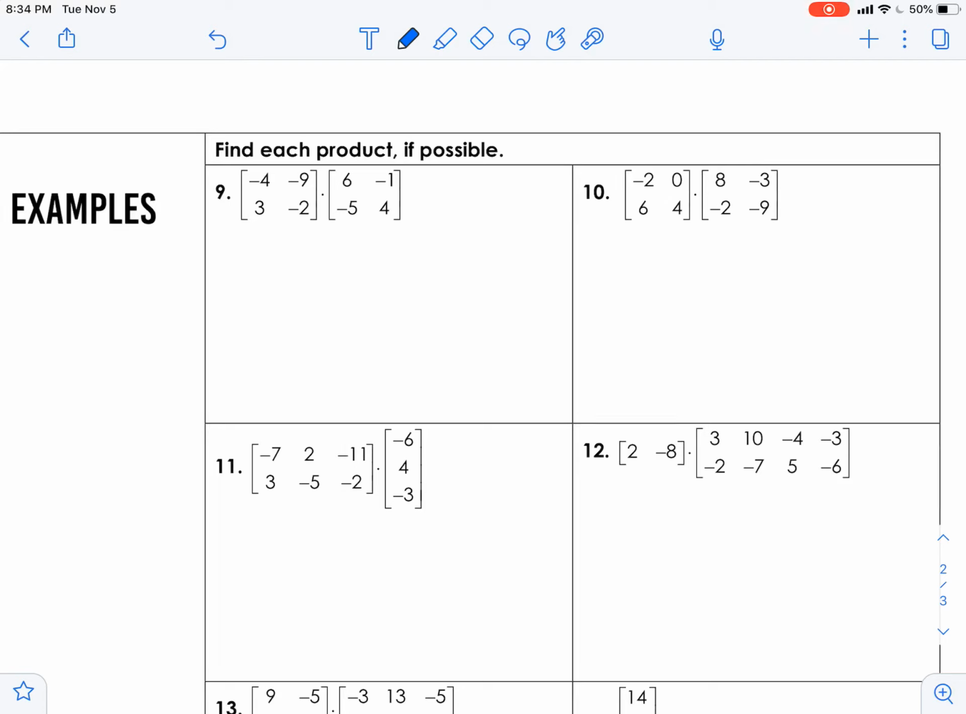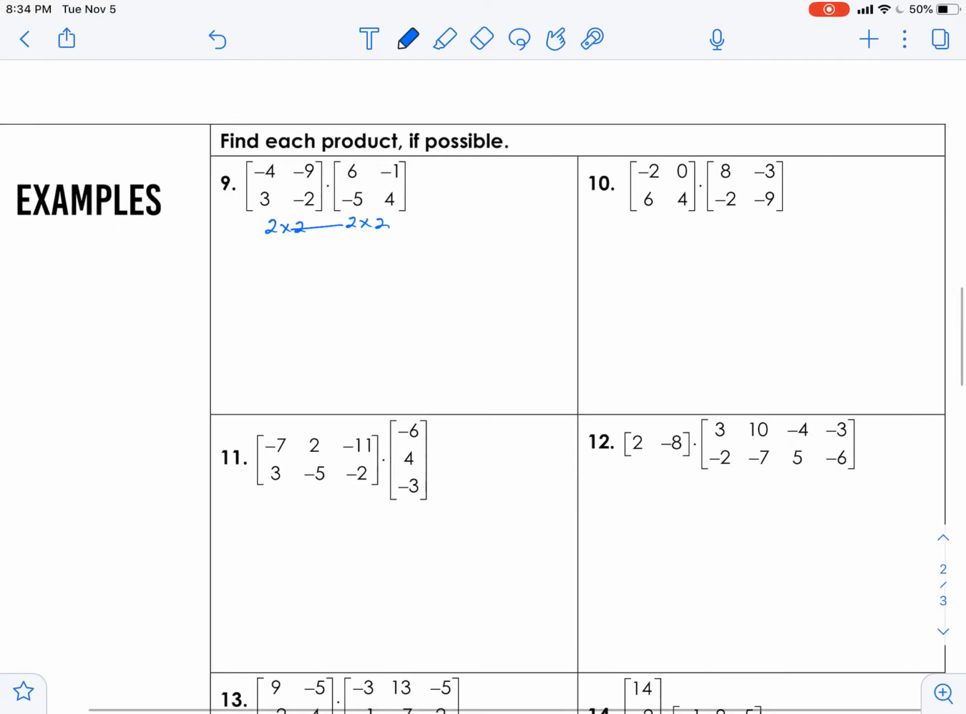So I'm going to look at this and always do your check first. Don't assume just because they give it to you that it works. So 2 by 2 times 2 by 2. So the 2's are the same. That's good. So my answer is a 2 by 2. And again, I'm going to go ahead and show all the work on these. A lot of times I don't show all the work. We kind of mentally do the work, but I want to show you where all my numbers are coming from.